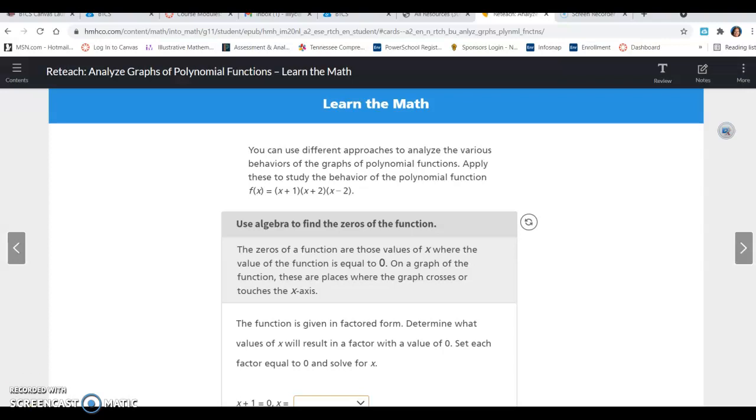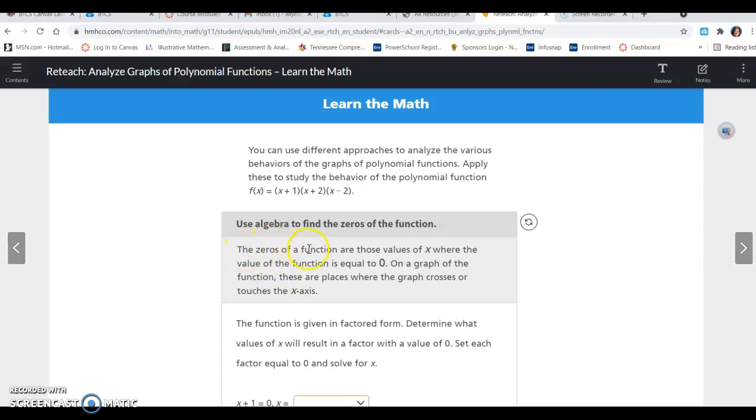All right, so in the previous lesson, we looked at polynomial functions in standard form. You can see that this function is now in factored form. So we can determine some things from factored form that you can't necessarily see directly from standard form. So let's look and see what we can tell.